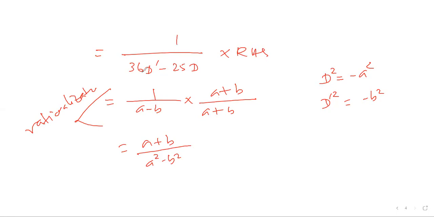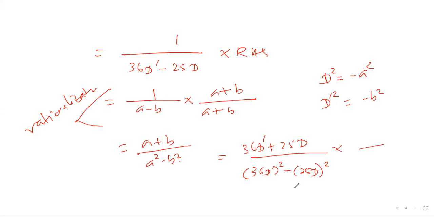You multiply 36d dash plus 25d. So you will get 36d dash plus 25d divided by 36d dash squared minus, so a squared minus b squared, no? So minus 25d whole thing squared, times RHS. So here, what is this? 36 times 36 squared will be something. You just do the calculation, just the calculation.